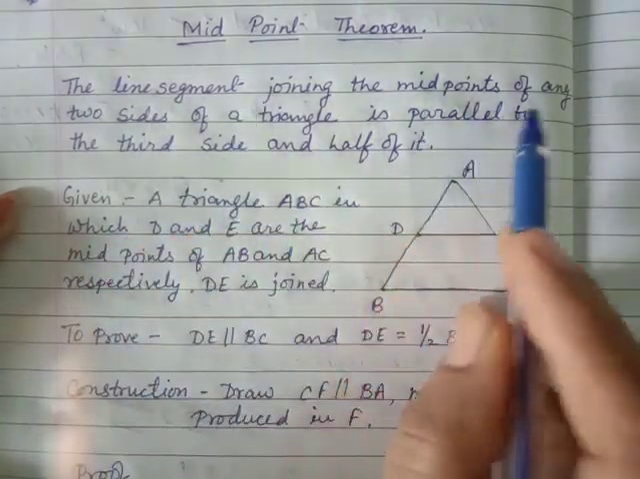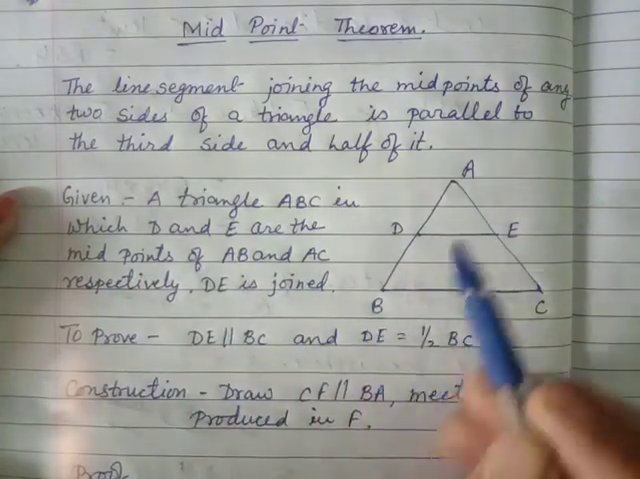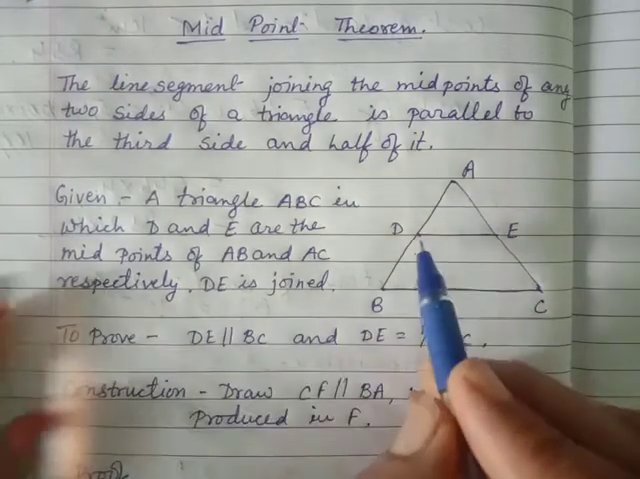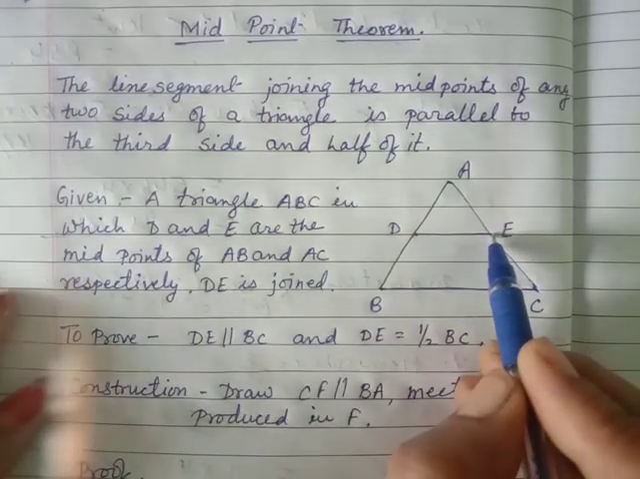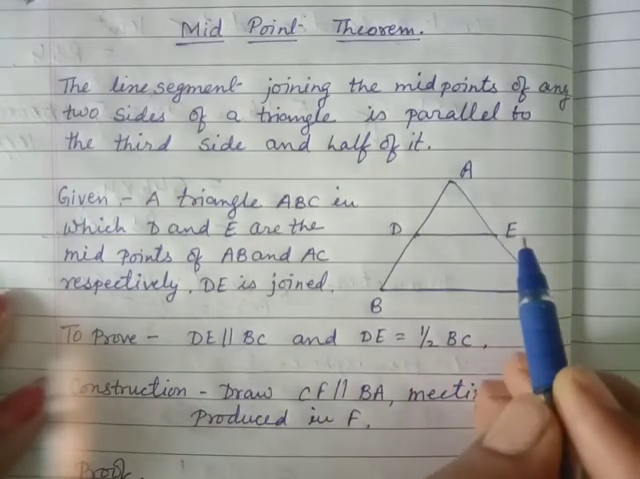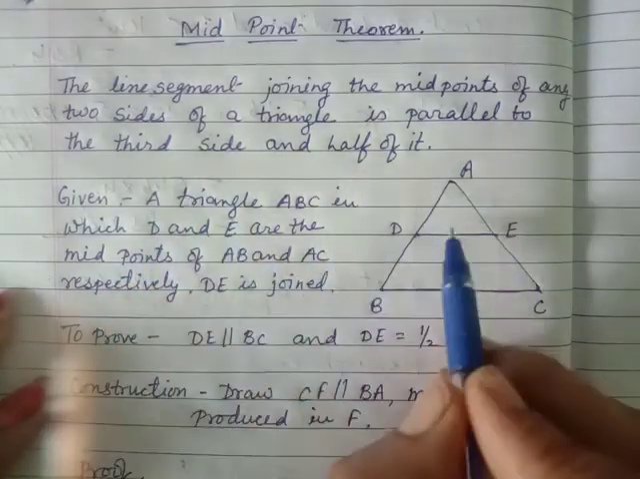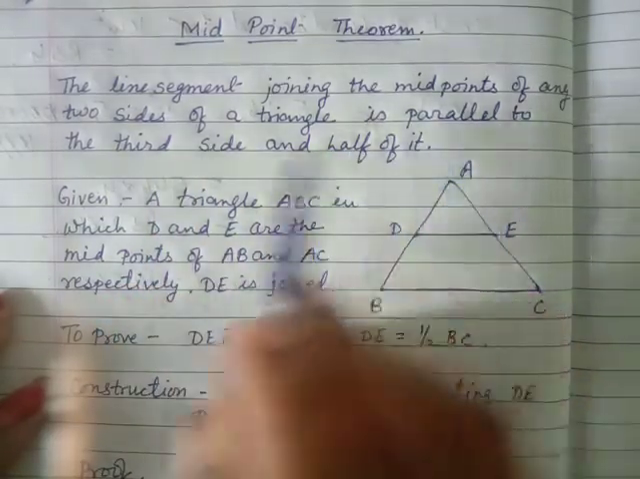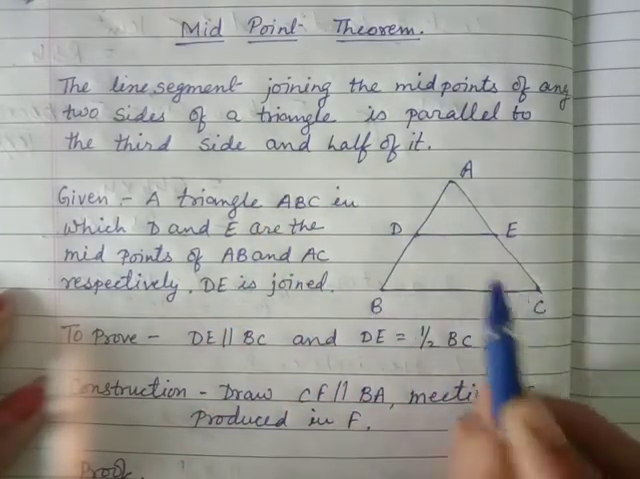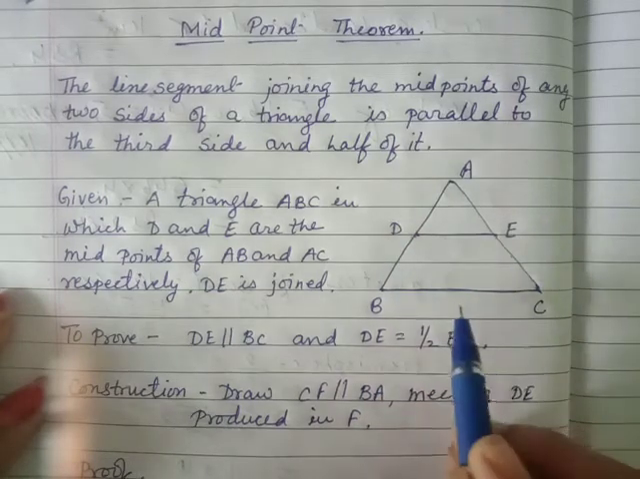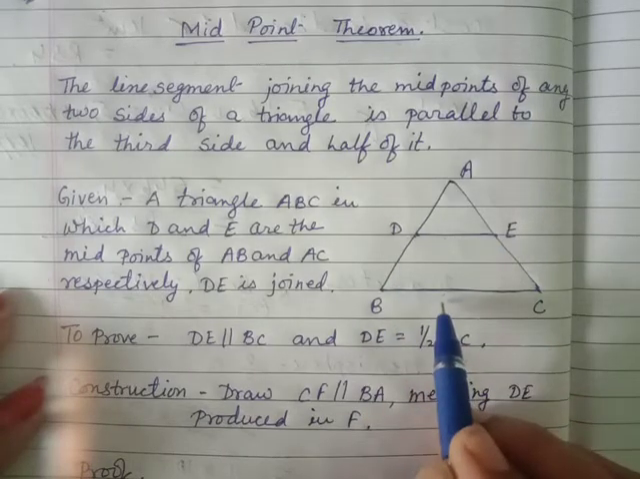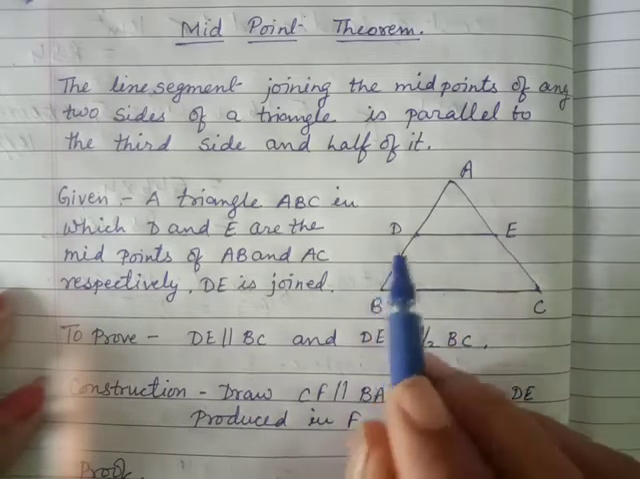Line segment joining the midpoints of any two sides. We are taking these two sides, AB and AC. D and E are the midpoints of these two sides. So the line joining D and E is DE. So this line DE is parallel to the third side and half of it. Third side means BC. So we have to prove that DE is parallel to BC and DE is half of BC. This we have to prove.